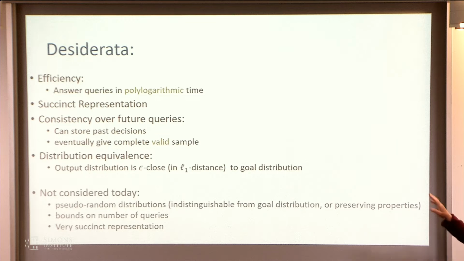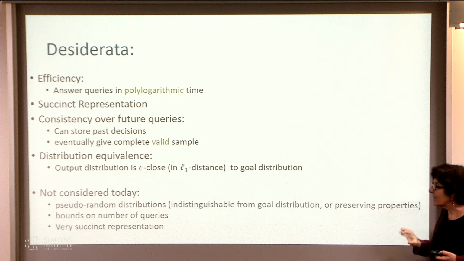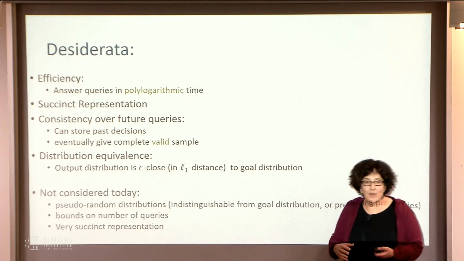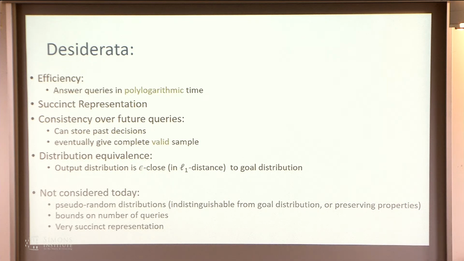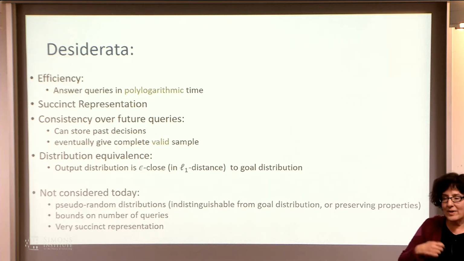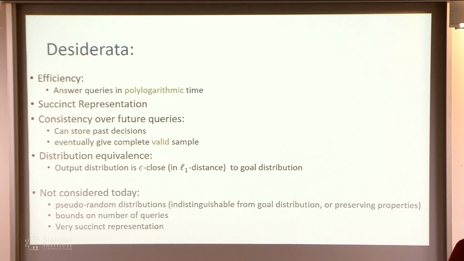What we're not going to talk about today is pseudorandom distributions, which would be indistinguishable from the goal distribution or somehow preserve properties. We're not going to limit the number of queries, and we're not going to ask for a very succinct representation, in the sense that we're not thinking of the graph as being exponential size with only polynomial space to store it. We're thinking of the graph as polynomial size. I can store it if I need to, but I just don't have the time to write everything down up front. That's a different goal, okay?